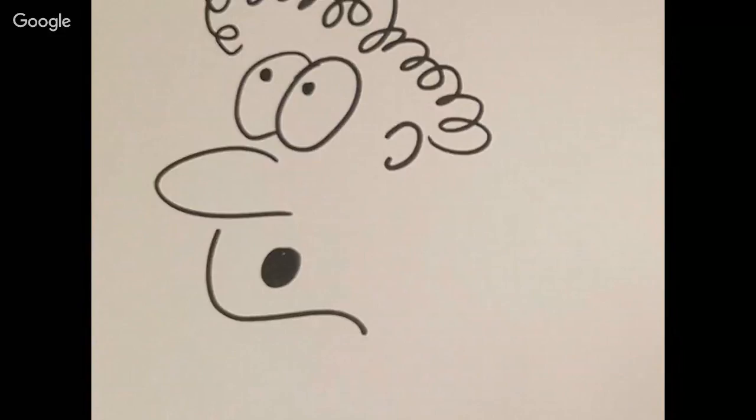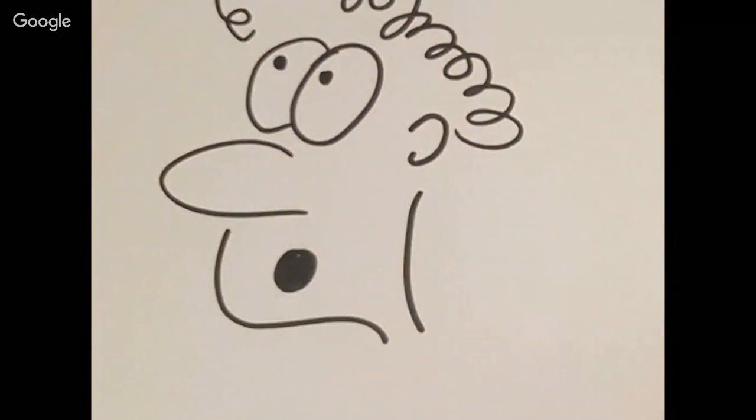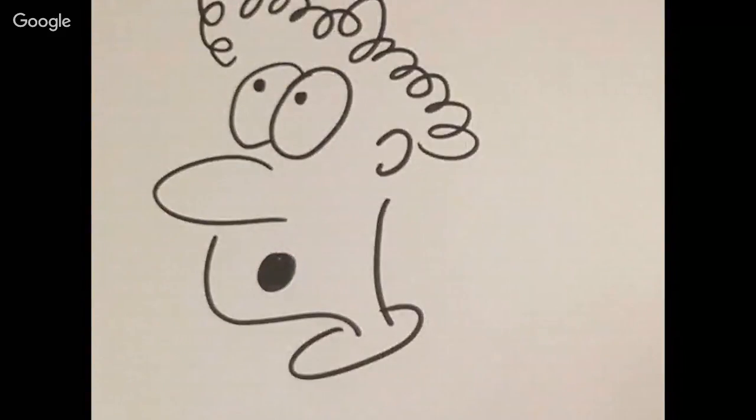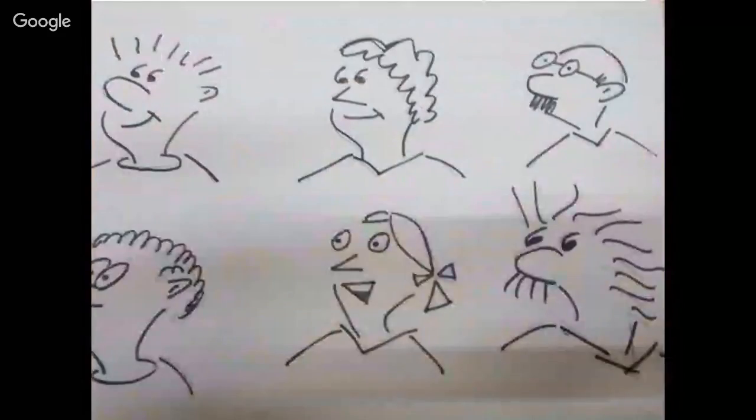His chin. The neck. The top of his shirt. And the shoulders. And look, we have a person also. Pretty much, you can play with the shape of their nose, mouth, and ears in order to get a variety of characters. Something like this.